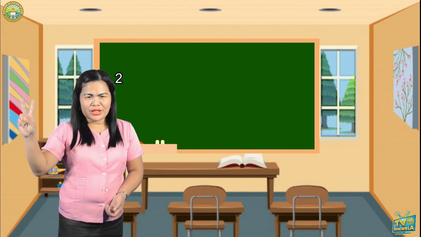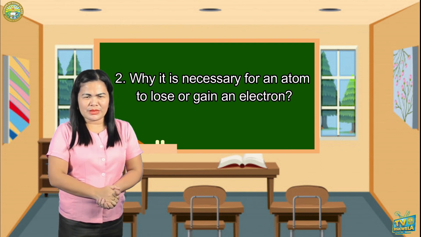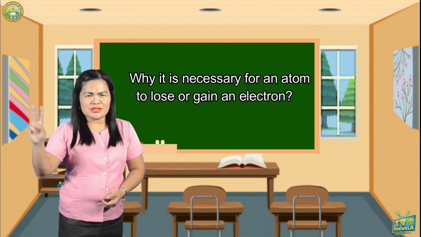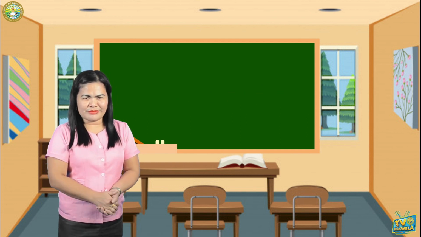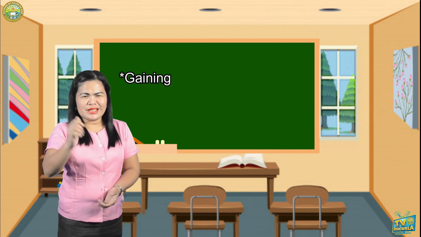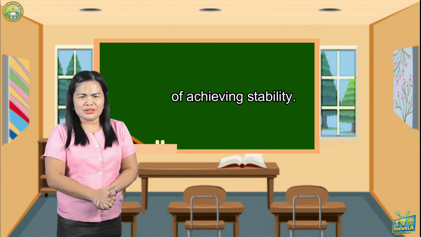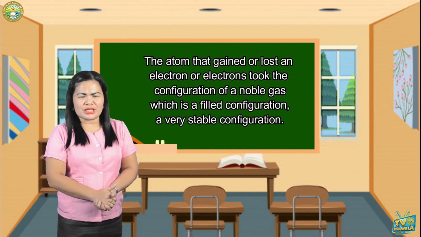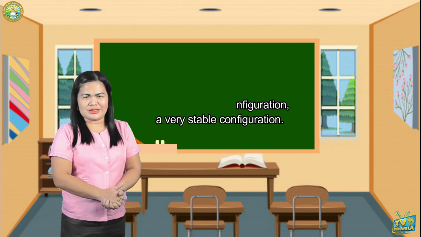Number 2. Why is it necessary for an atom to lose or gain an electron? Correct! Gaining or losing electrons is a way of achieving stability. Here, the atom that gained or lost an electron or electrons took the configuration of a noble gas, which is a filled configuration, a very stable configuration.